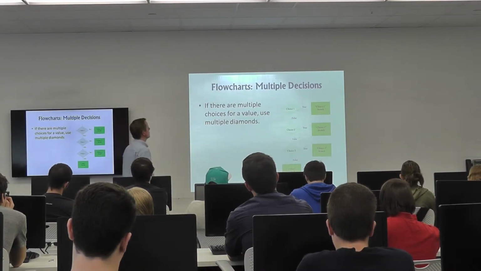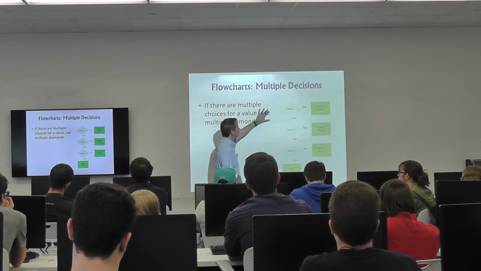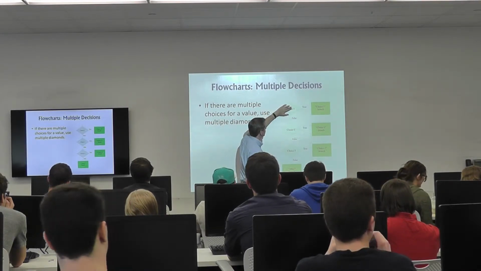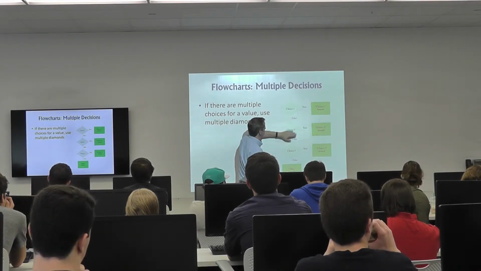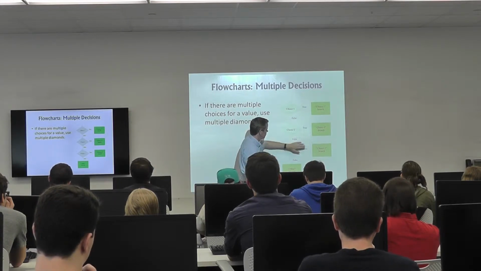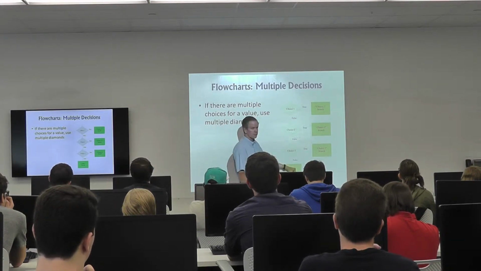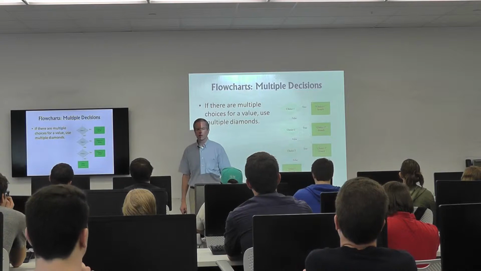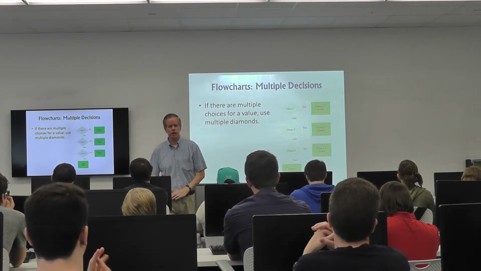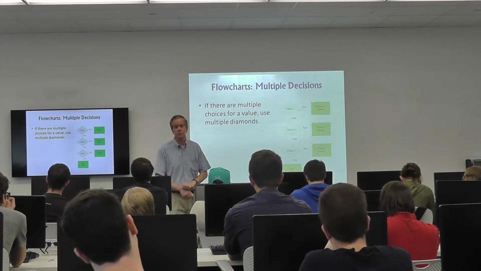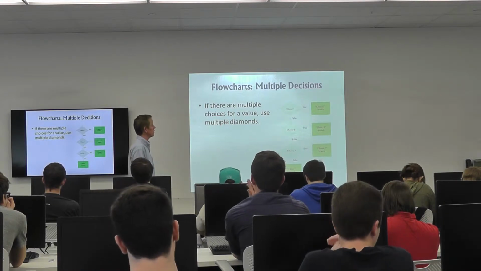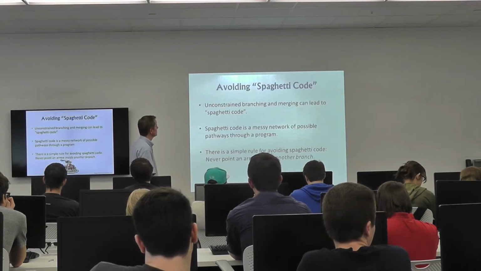Multiple decisions. If there are multiple choices for a value, use a whole bunch of diamonds. Diamond number 1 is choice 1, true, false. Choice number 2 is true, false. And of course, choice number 3 is true, false. And in this one, you just end up doing something at the tail end. So it's really, really easy on a flowchart to have multiple decisions. And that's a good thing, because most programming situations require you to make a whole bunch of decisions.